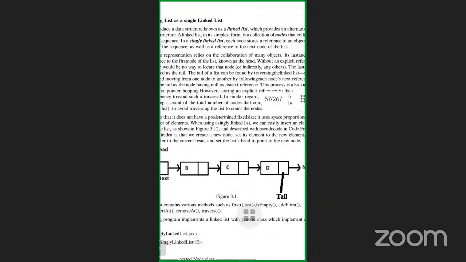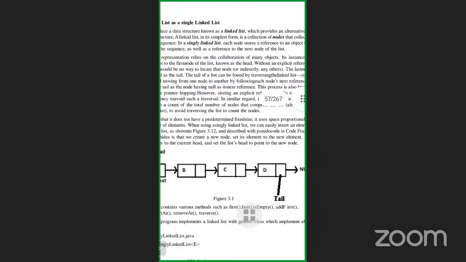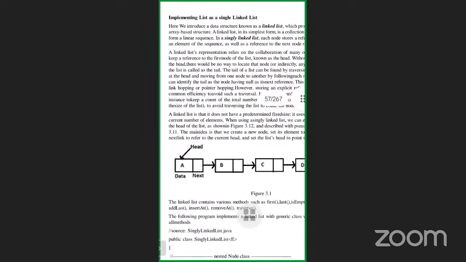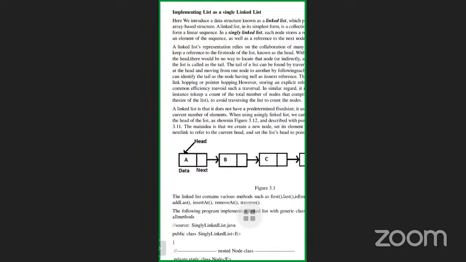So in a single linked list, each node stores a reference to an object that is an element of a sequence. If you know the pointer concept, it is exactly the same here. The variable gives the next address location. It gives the reference, meaning the address. In the diagram shown here, first we have A. A has data, and immediately A has the next node. Then B has data, and B has the next node. Then C has the next node. So every node has a link here. A linked list means like this, we have links here.